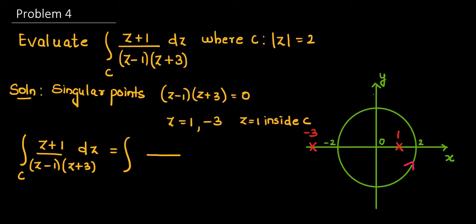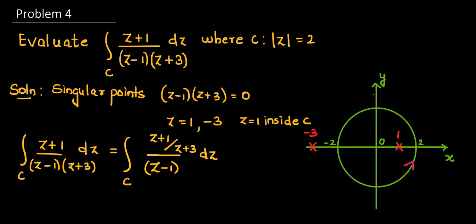Therefore, we have to keep the factor Z minus 1 in the denominator and the remaining terms must be brought to the numerator. Just by rearranging, you can write Z plus 1 divided by Z plus 3. The question is not going to change, it is one and the same. We are not altering the question, we are simply shifting the denominator to the numerator in such a way that there is no change in the question.